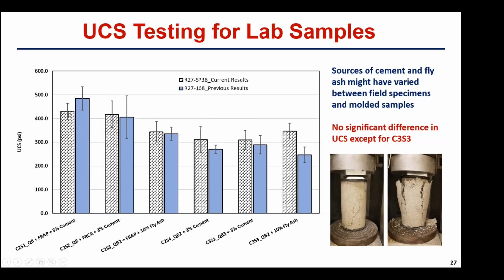The results show that relatively the current results for this special project and also the older project, the unconfined compressive strength was not statistically significant for most of the material combinations, except we found in one of the test sections that has QB2 with fly ash, and that one actually the new results were statistically significant and higher than the ones that were tested in the previous study.